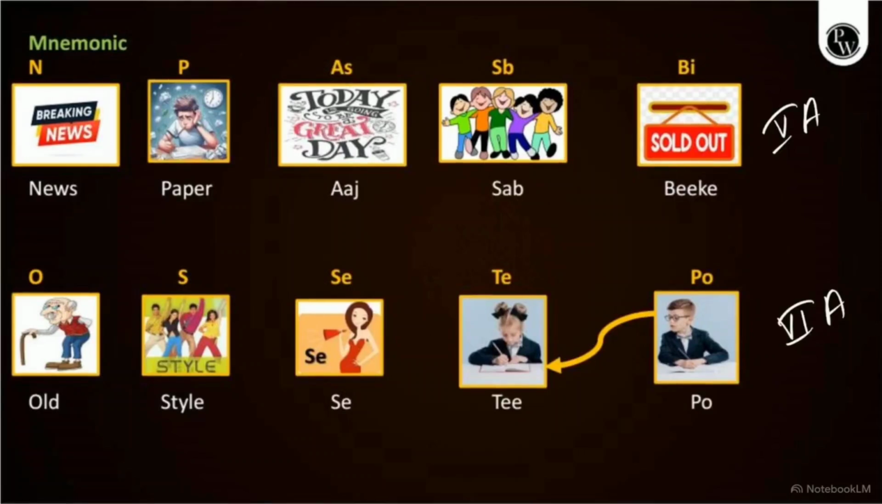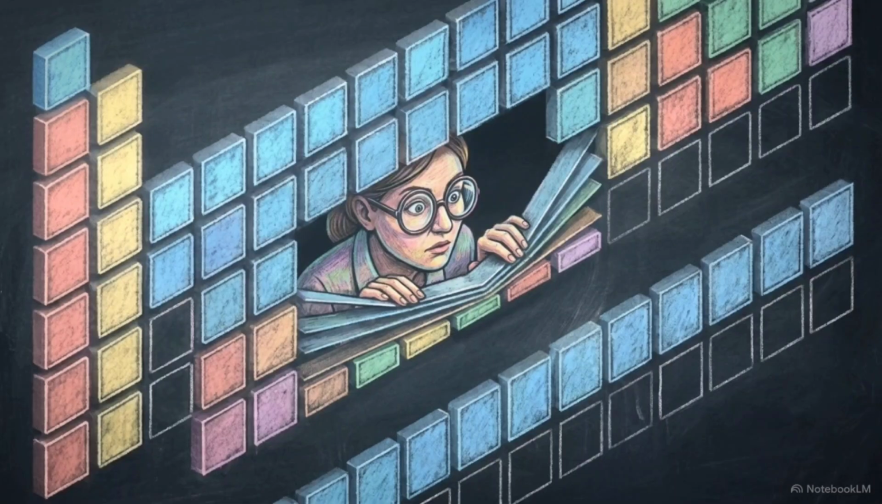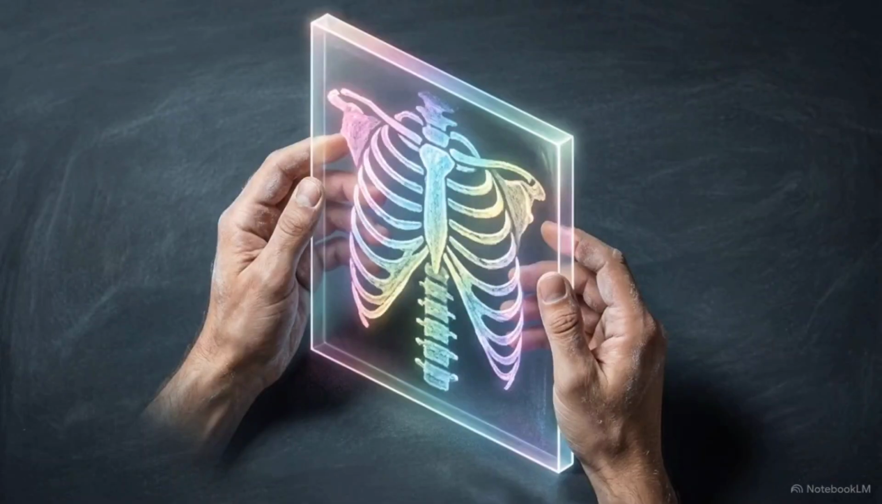For Group 16, imagine someone cheating on a test. Old style se TPO. That gives you oxygen, sulfur, selenium, tellurium, and polonium. Let's finish the vertical drops. Group 17 is the neighbor. Pair, gal, bahar, ai, auntie. And for Group 18, think of a medical scan. Hina, Nina, or Karina ka X-ray rangin.